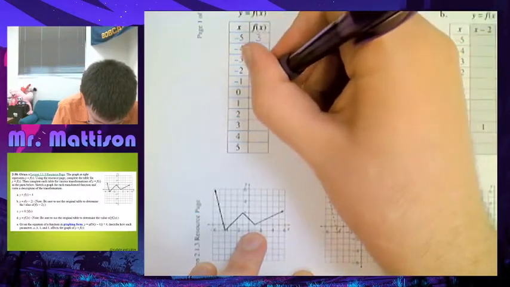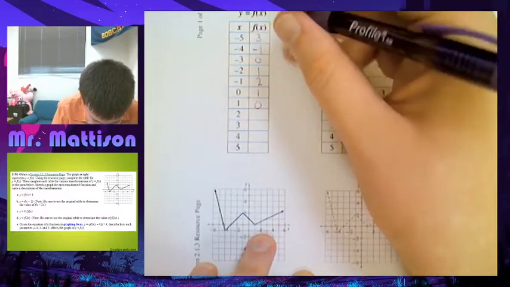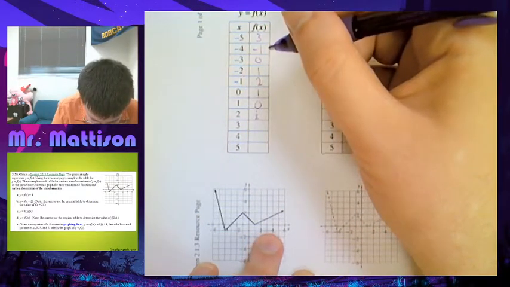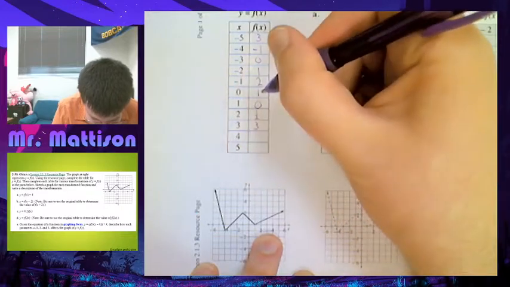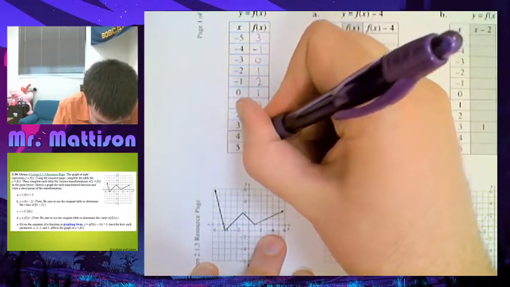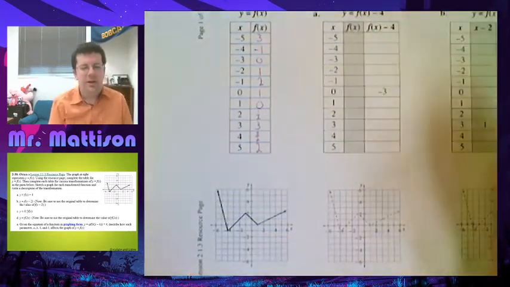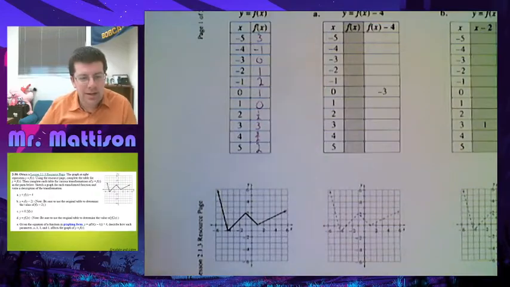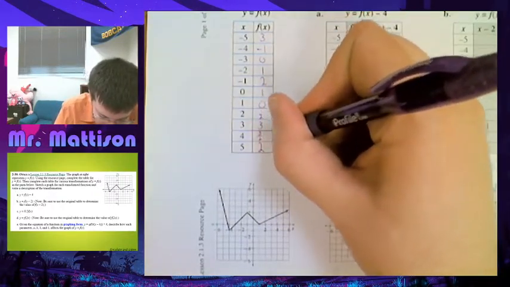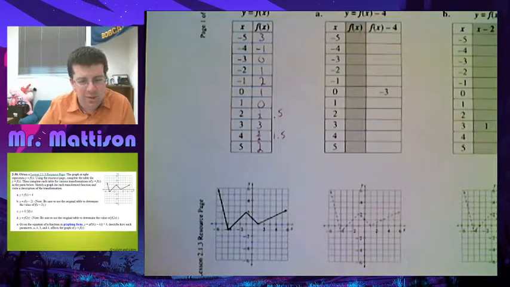At 0, I'm at 1. At 1, I'm at 0. At 2, it looks like I'm at a half. And then at 3, I'm at 1. At 4, I'm at 1.5, or 3 halves. And then at 5, I'm at 2. So there's my y values that are going to correspond. Again, I could think of this as a 0.5 and a 1.5 if I preferred the decimals, but I'll just leave them both for right now.